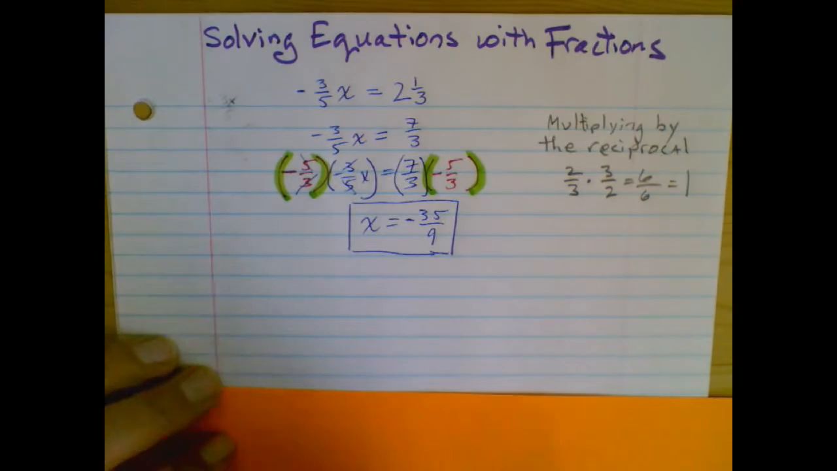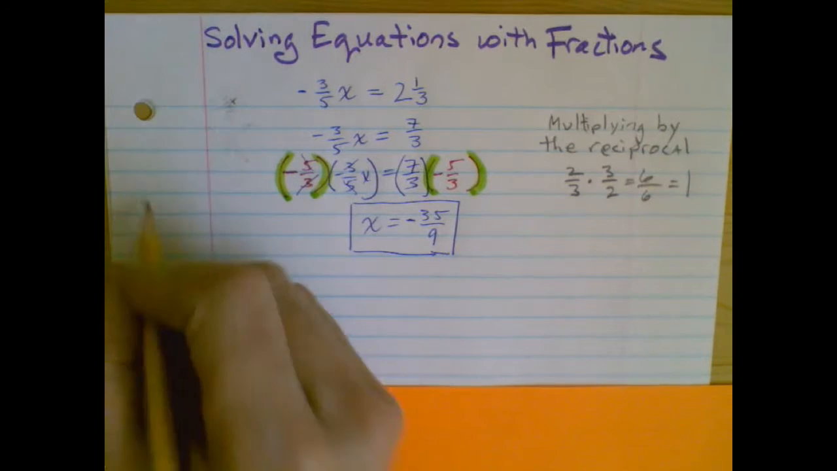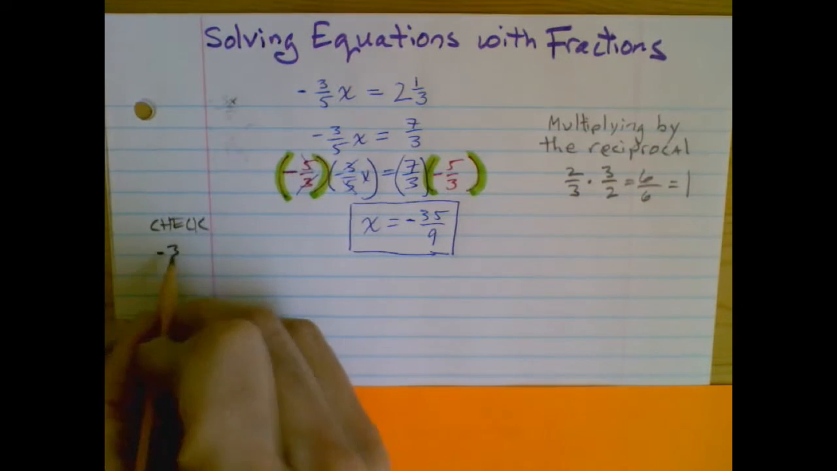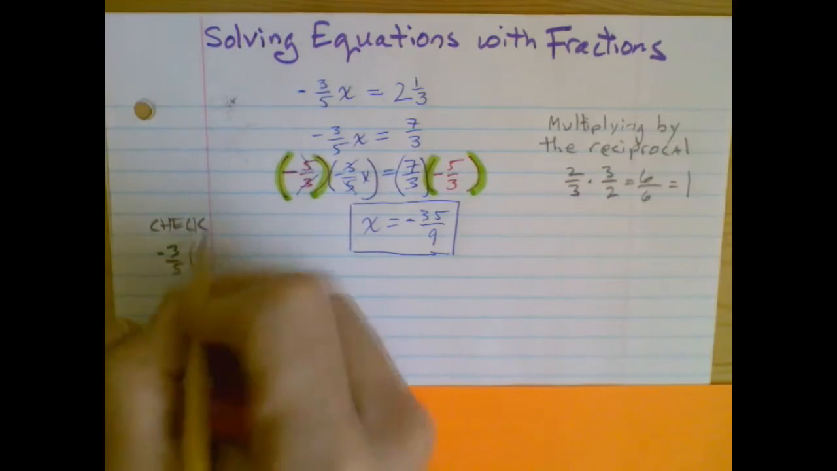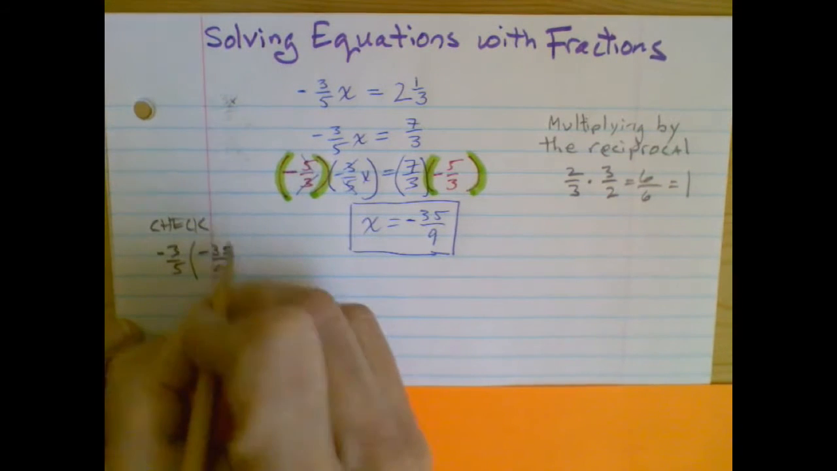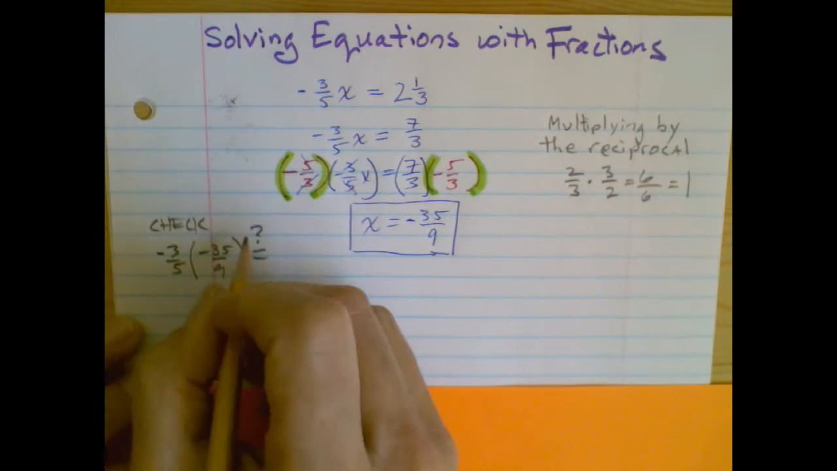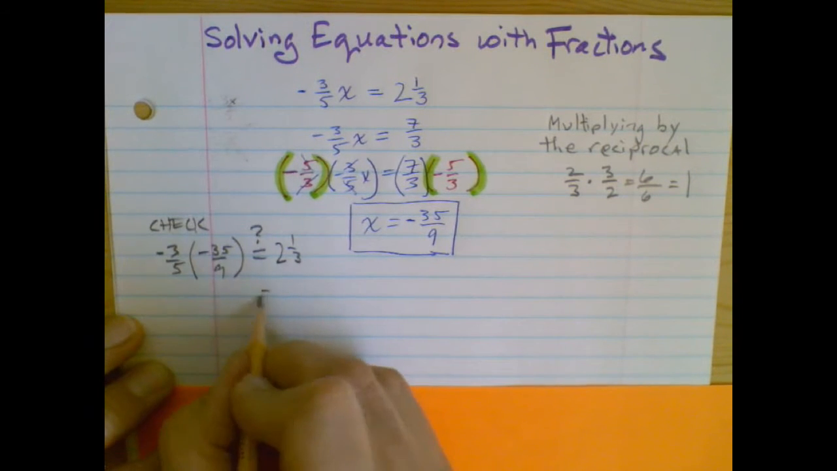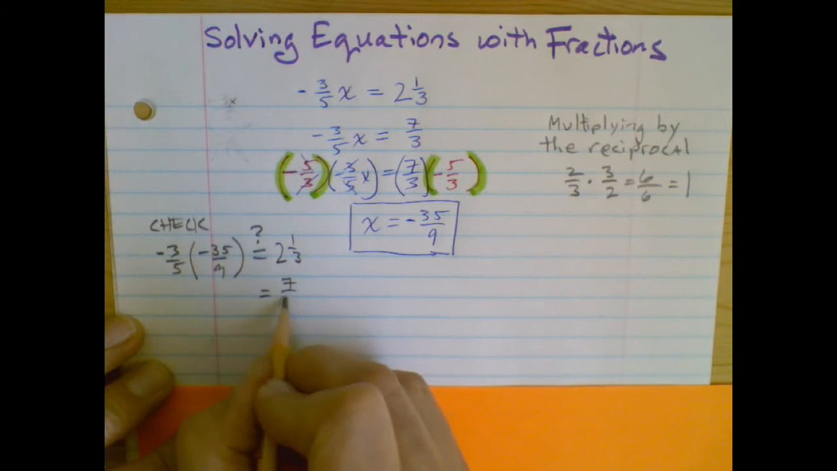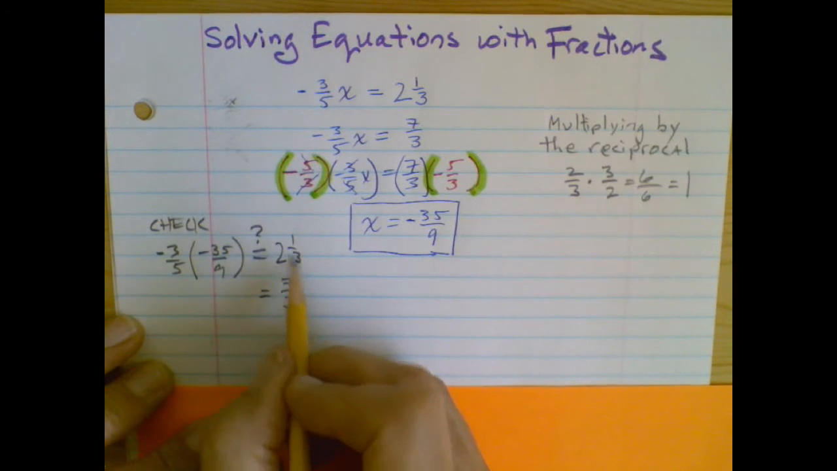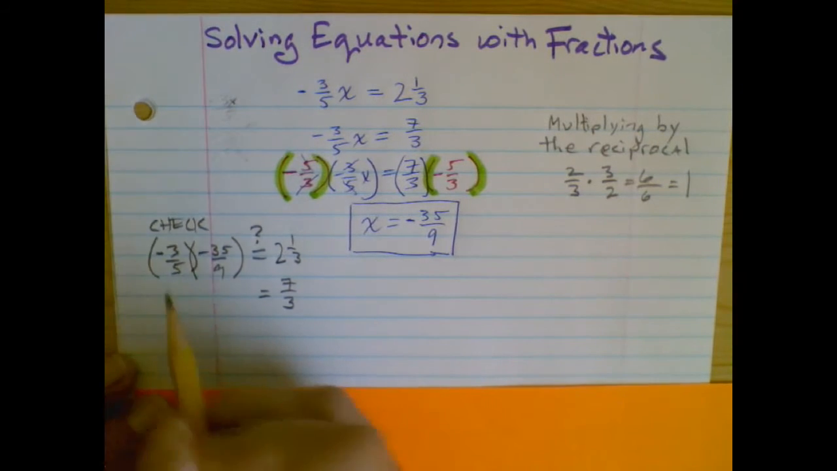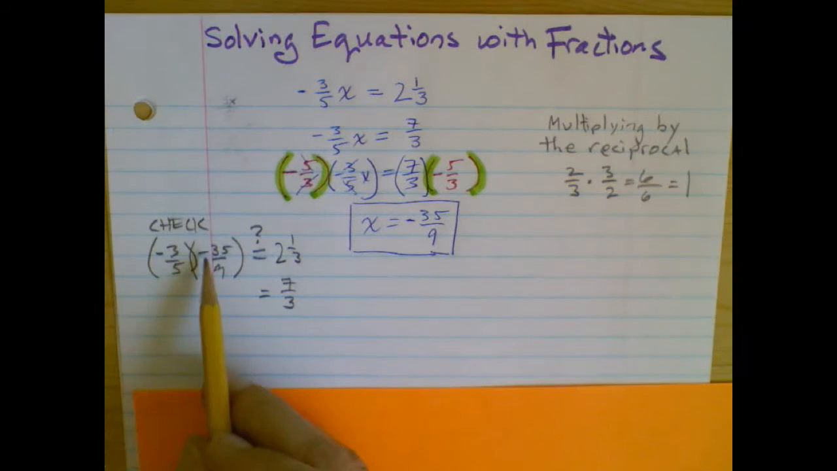Well, let's check it. If I come back over here, let me check. Negative 3/5 multiplied by negative 35/9, does that equal 2 1/3? 2 1/3 is 7/3. We change that into an improper fraction again. 3 times 2 is 6 plus 1 is 7. On the left side, we have a negative times a negative, which is a positive. 3 times 35 is 105.